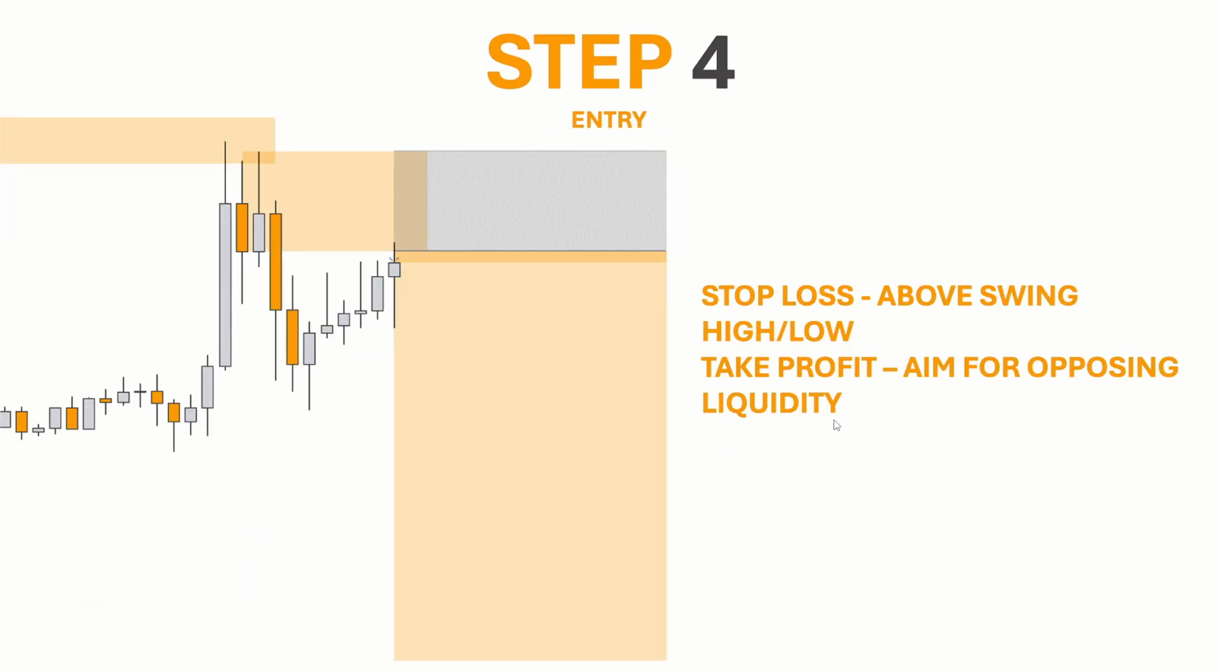This brings us on to step 4, which is our entry. You just want to place your limits, and you want to enter aggressive off the lower time frame order block, stop loss above the swing high, and you want to target opposing liquidity. This can be equal highs, equal lows, relative lows, any opposing liquidity you see. That's where you place your take profit.